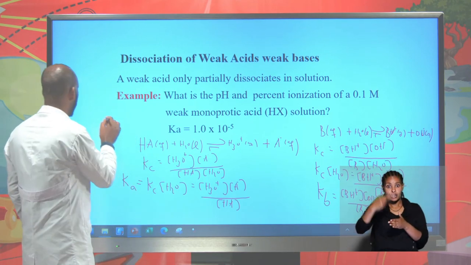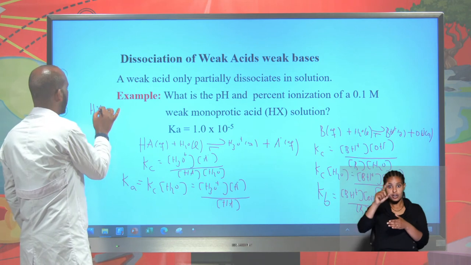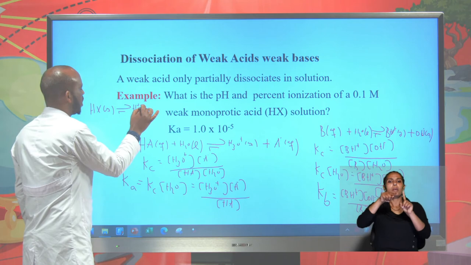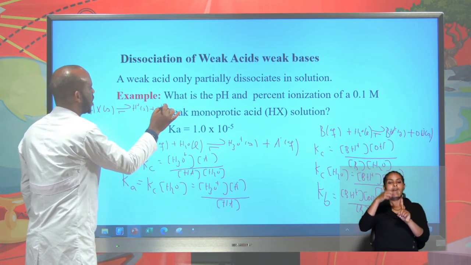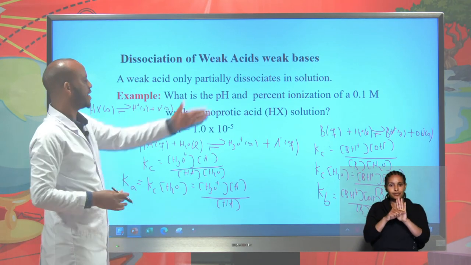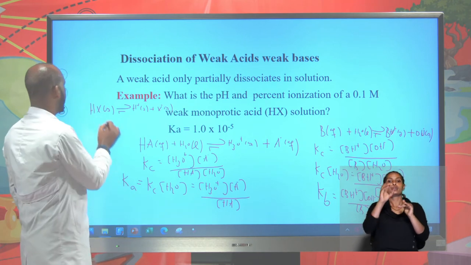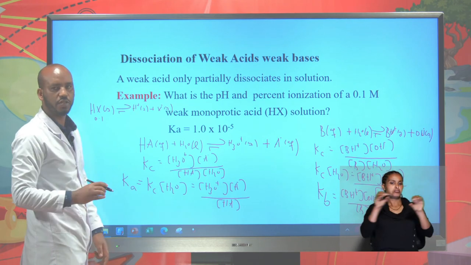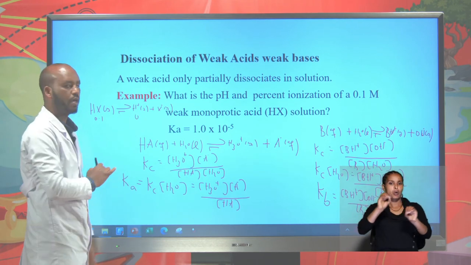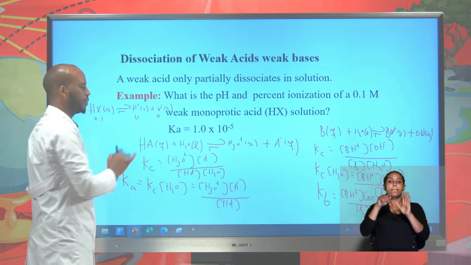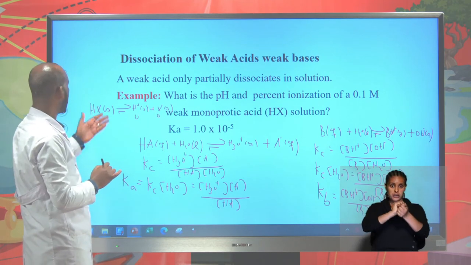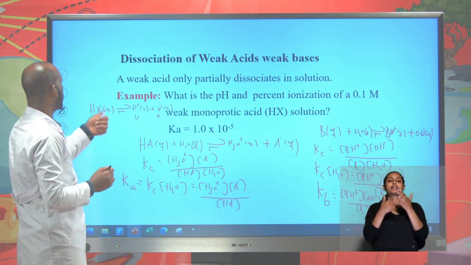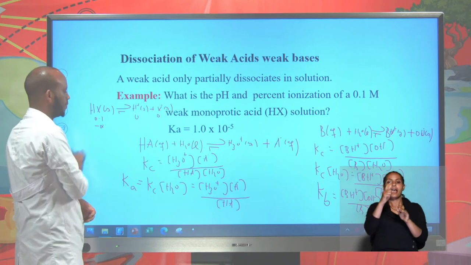The weak acid HX aqueous slightly dissociates into H plus aqueous and X minus aqueous. Its initial concentration is 0.1. Initially, we have no H plus concentration, its concentration is zero. X minus, its concentration is zero. Change: let X amount of HX be dissociated. Its concentration is decreased by X, minus X.